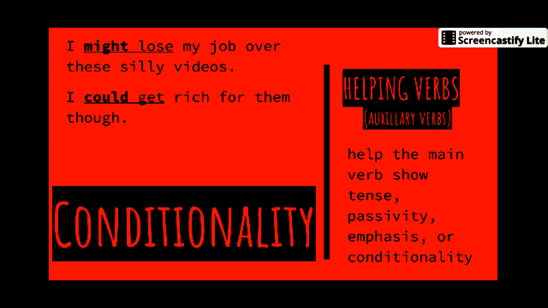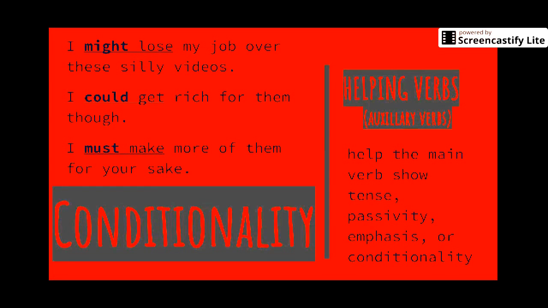I could get rich for them, though. Could is our helping verb. Get is our main verb, and could get is our verb phrase. Let's look at one more. I must make more of them for your sake. That's why I really do it, folks. Must is our helping verb, and make is our action verb, and must make is our verb phrase. Each of these show possibility, things that might happen or could happen or are possible to happen.